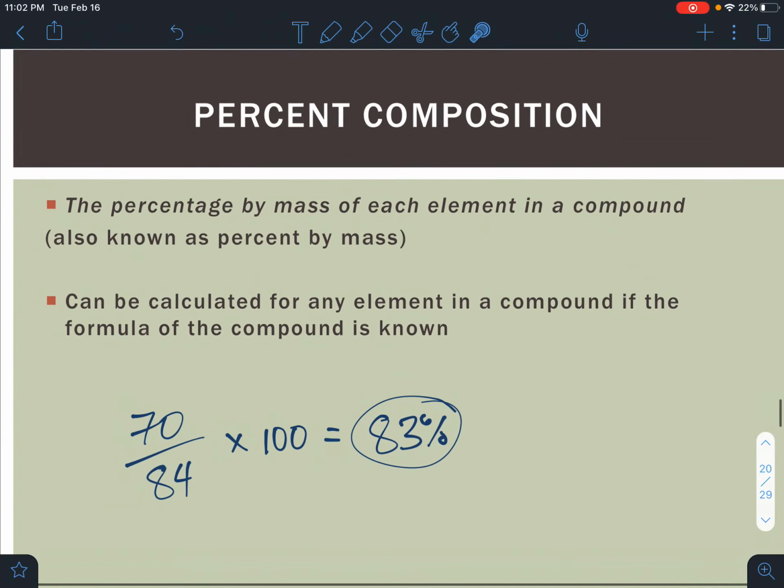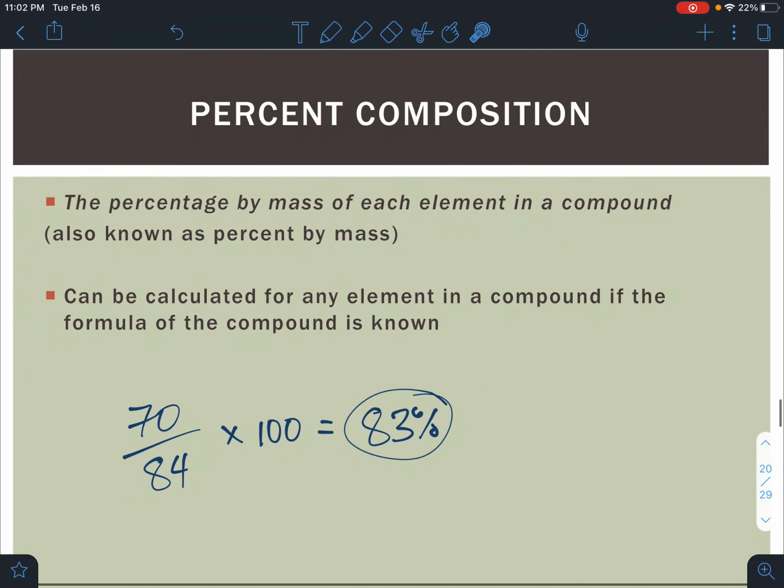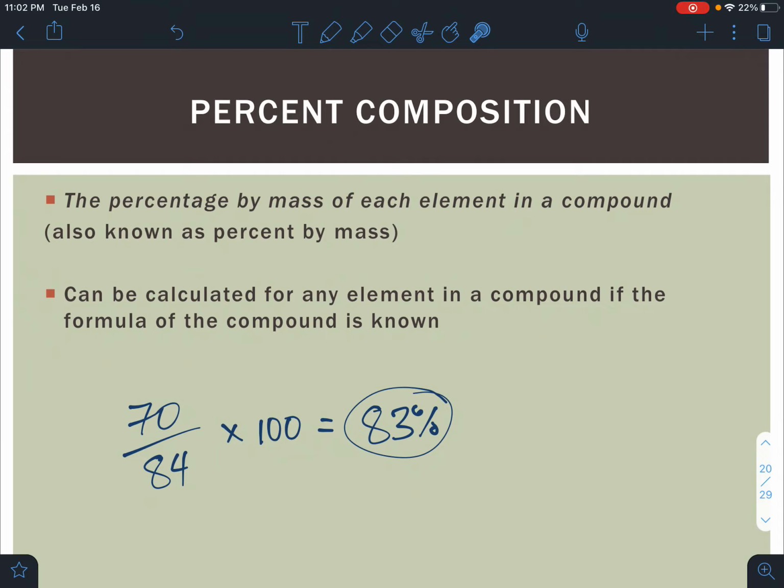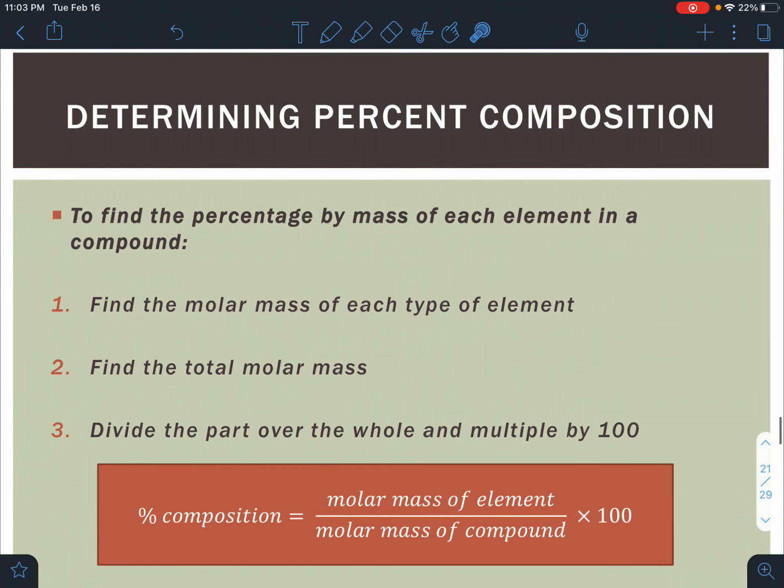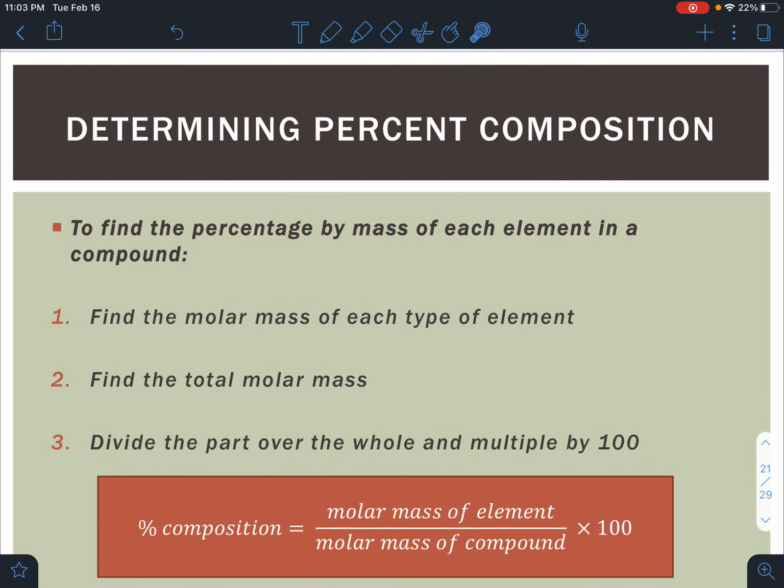Now, when we find the percent composition of elements within a compound, we do a very similar thing. If there are different elements within a compound, you do the partial over the total. So it's called percentage by mass. We have to find the molar mass of the compound, and then you do the mass of one element over the total mass, multiply it by 100, and that's the percentage of that element. On this next slide, it gives you those steps.